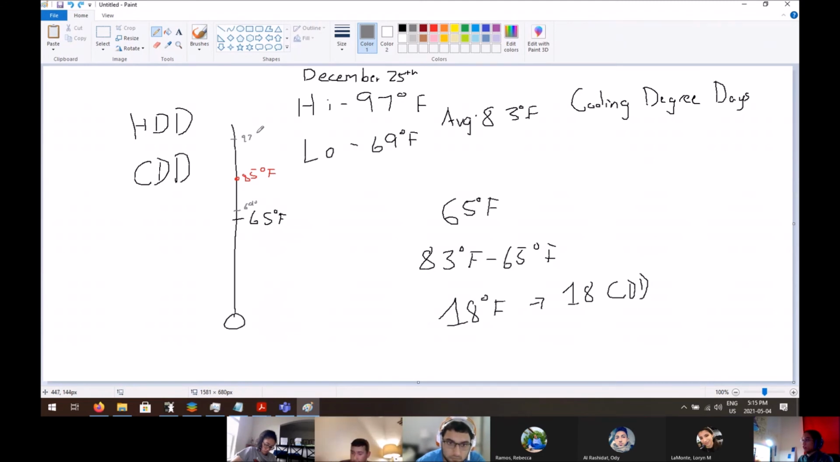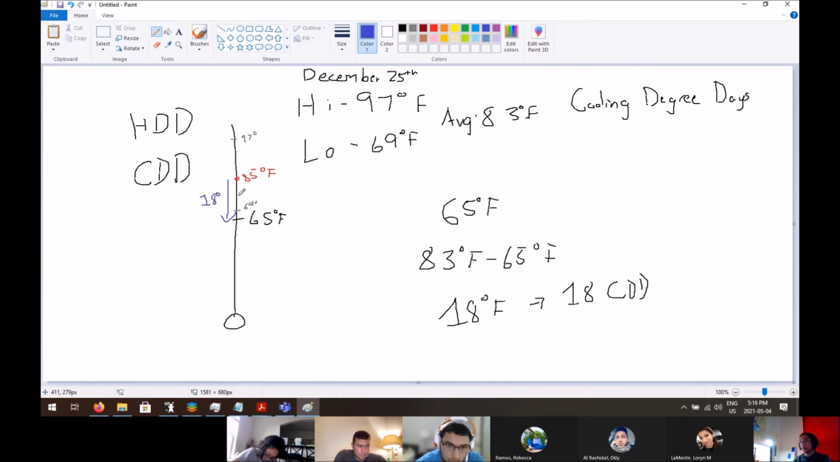So you see that the average of the day is over 65, so you have to cool it down to 65 degrees. So, cooling degree days: you have to cool it by 18 degrees, right? You have to cool it by 18 degrees.